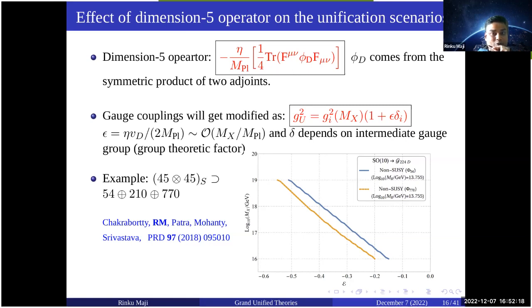So this actually modifies the unification scenario, like in these equations. Here delta I depends on the intermediate gauge symmetry. This comes from group theory. This could only arise if this symmetry breaking scalar falls in the symmetric product of two adjoints, because this field tensor always transforms as an adjoint representation, or real representation, under the group.